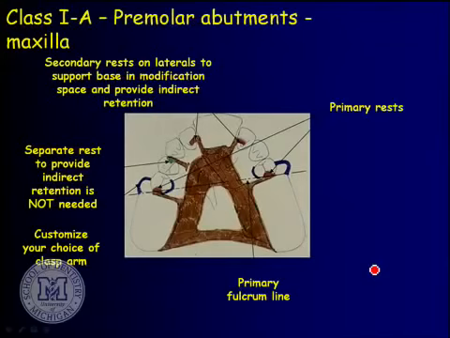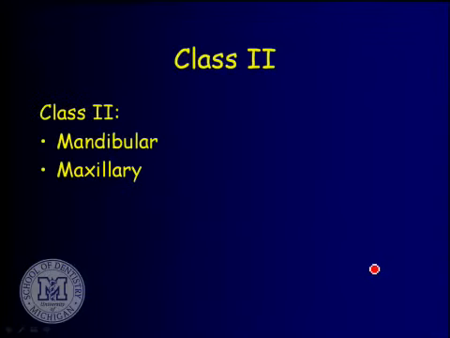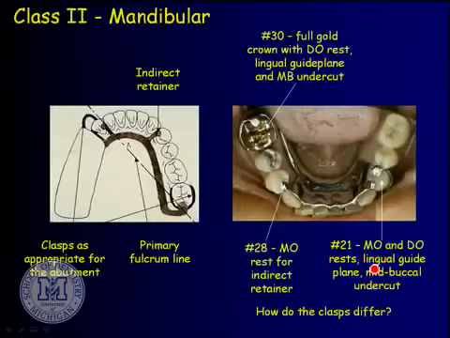And if you have a modification space, same thing here. You've got your class 1, because it's bilateral distal extension, happens to have an anterior modification space. Class 2s, okay, what do we got? Class 2 is a unilateral free end, upper or lower.